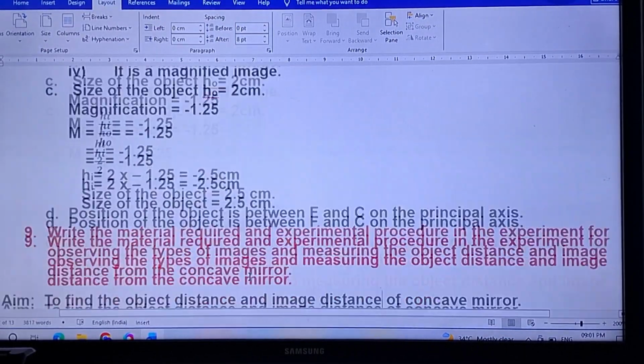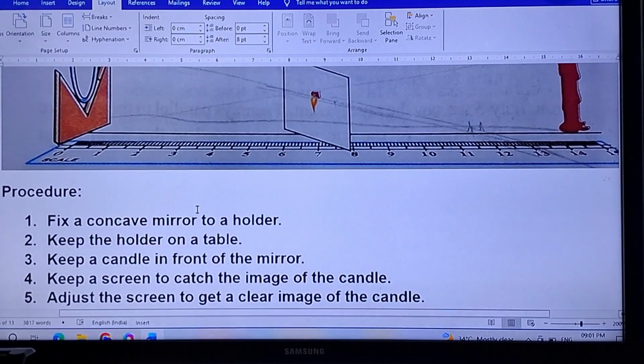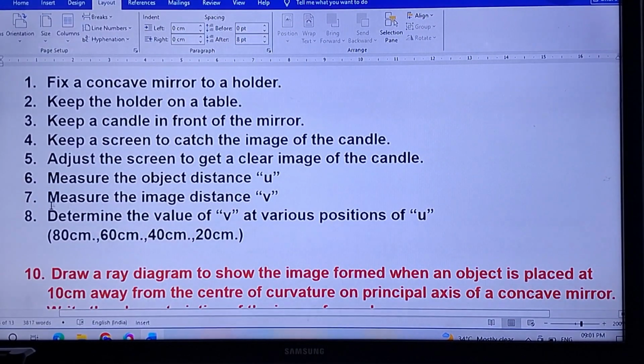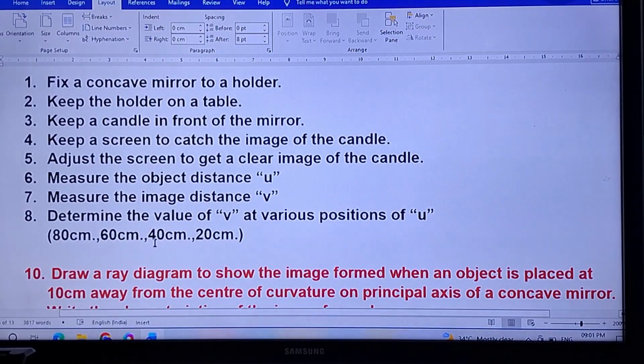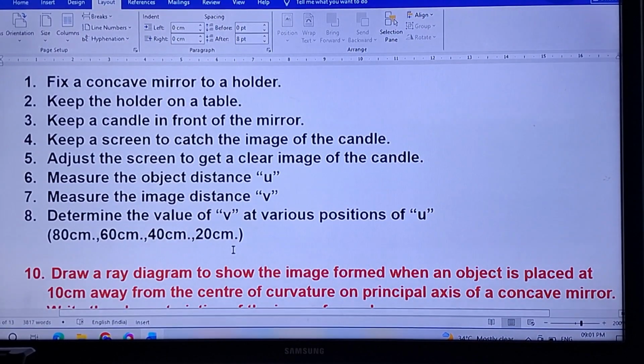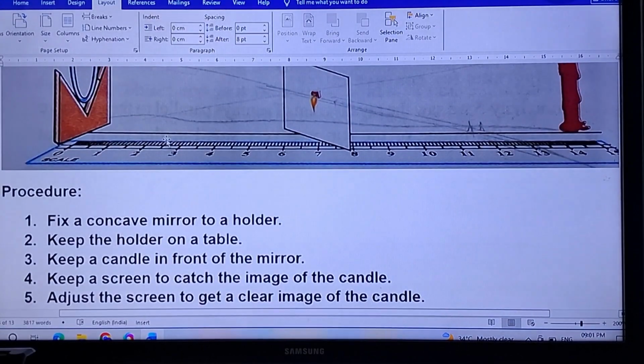They have asked here how to find the object distance and image distance. So we have to write the same points here. Stop it here at 8. Determine the value of V for various positions of U, that is 80 centimeters, 60 centimeters, 40 centimeters and 20 centimeters. So see, children, fix a concave mirror to the holder.